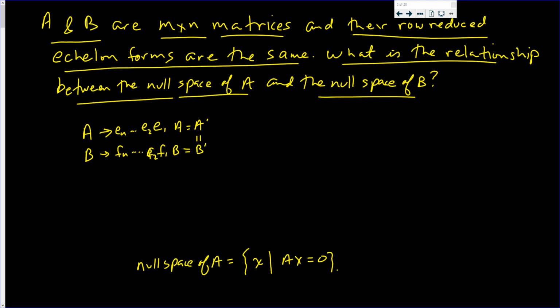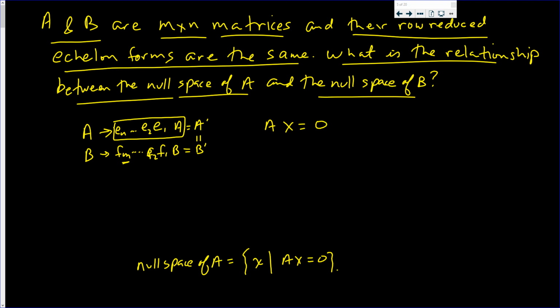Basically, you multiply by these elementary row operations to get A in row-reduced echelon form. Oh, I meant to write M here. There's no reason why you had to perform the same number of row operations on B to get it to be in row-reduced echelon form. But basically, we have AX equals 0.